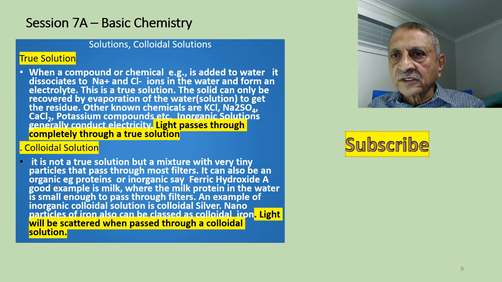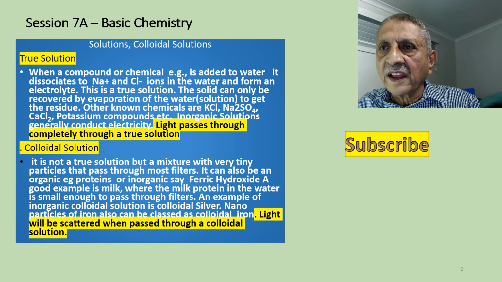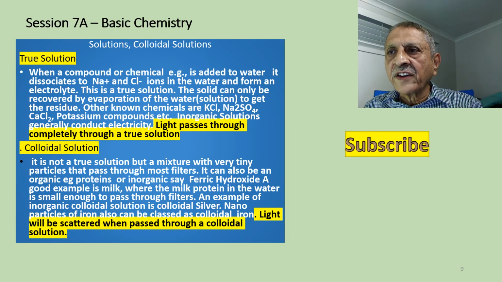A colloidal solution is not actually a true solution, but it's a mixture of very, very tiny particles, so tiny that it will pass through most of the filters, but it's not small enough to allow light to flow through. In other words, colloidal solutions do scatter light.